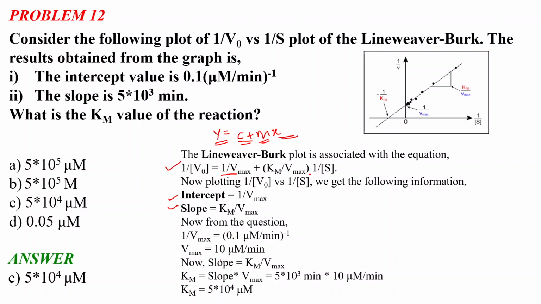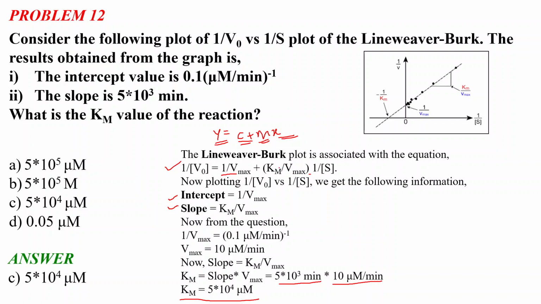Now, the slope from the data given is 5 into 10 to the power 3. So what will be the value of Km? The value of Km will be the slope multiplied by Vmax. The value of the slope is given by this, and the value of Vmax is what we calculated. So the value of Km we get is 5 into 10 to the power 4 micromolar.